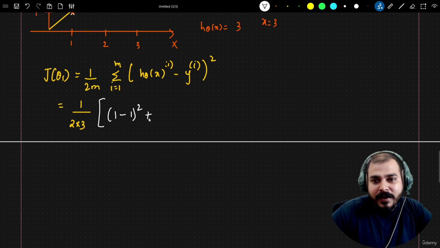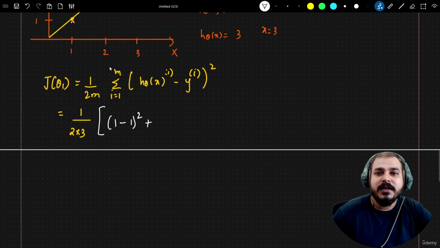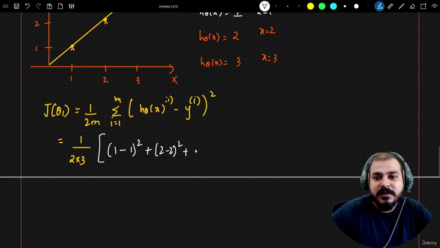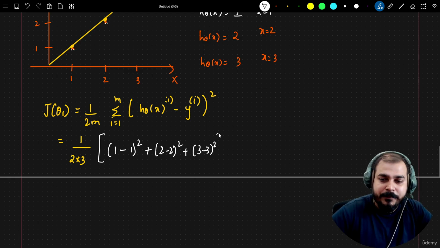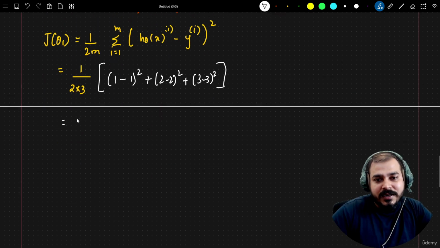Okay, then plus. We'll go to i equal to 2. Over here you can see when the x value is 2, h theta of x(i) is also 2 and y is also 2, right? So over here I'm going to write 2 minus 2 whole square, and similarly this is 3 minus 3 whole square. Okay, so overall, if I try to find out, it is 0.